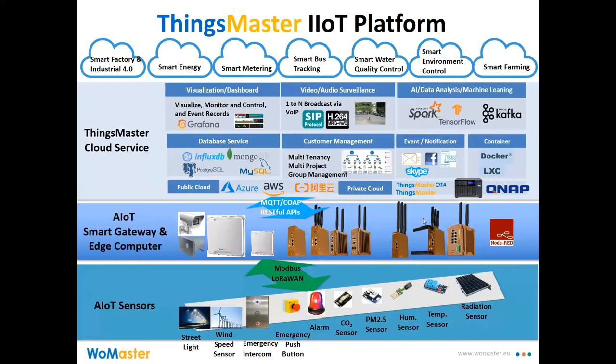So in the next phase, our cloud will support the LoRaWAN server as well. It will be integrated into our ThingsMaster cloud service. Right now, the LoRaWAN gateway can only run on our EC series. So this part is ready, and then we are developing the cloud service for the LoRaWAN server.